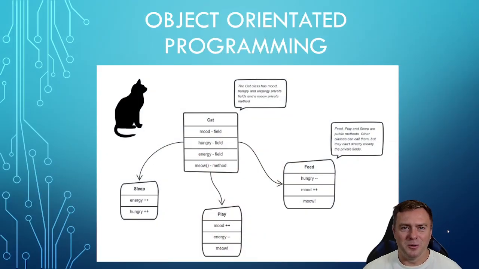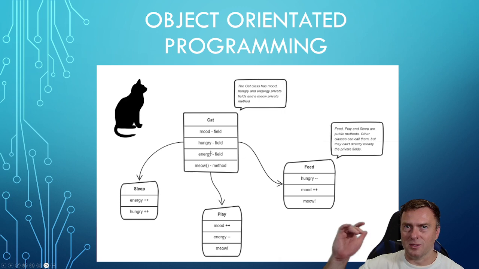So here's a really cool image that I found that talks about a cat. So the object is the cat. Now there's two things that are sort of at play with the cat. There's the fields, which are the things that describe the cat or the attributes. And then there's the methods or the actions that the cat can do. So if you come here, the cat has mood, hunger and energy. So those are sort of static data types.